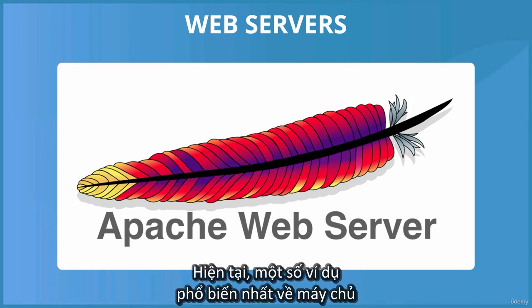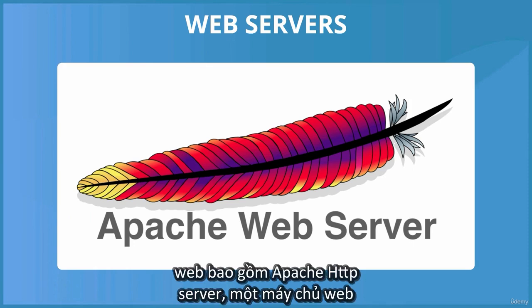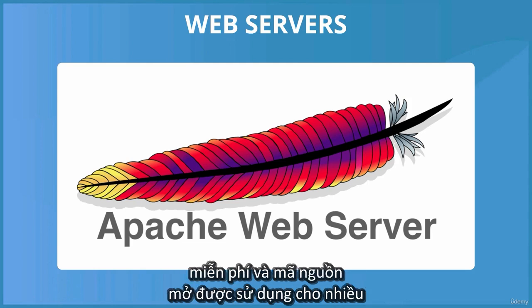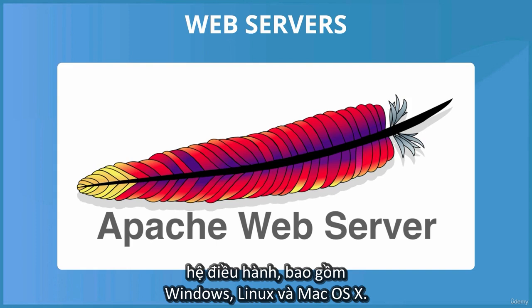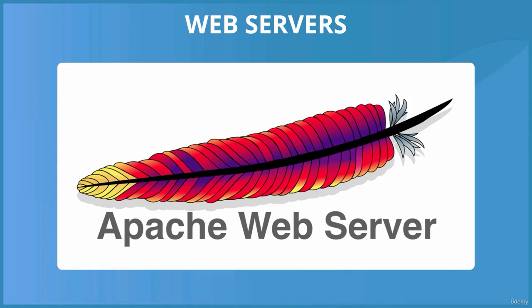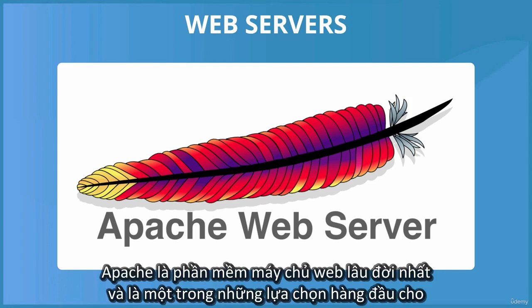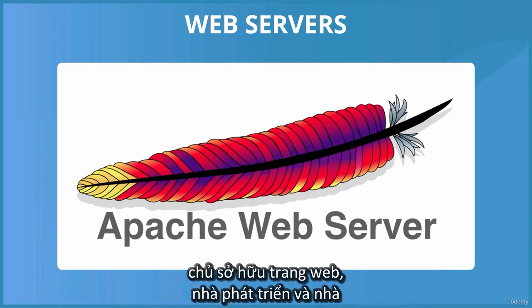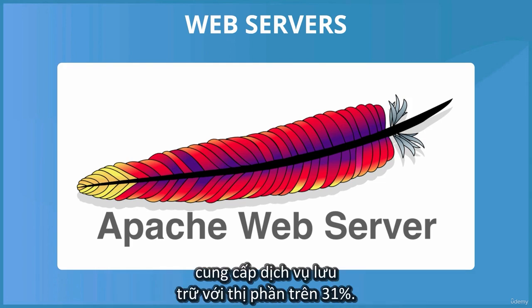Now, some of the most popular examples of web servers include these: Apache HTTP Server, a free and open-source web server used for many operating systems, including Windows, Linux, and Mac OS X. Apache is the oldest web server software and one of the go-tos for website owners, developers, and hosting providers, with a market share of over 31%.